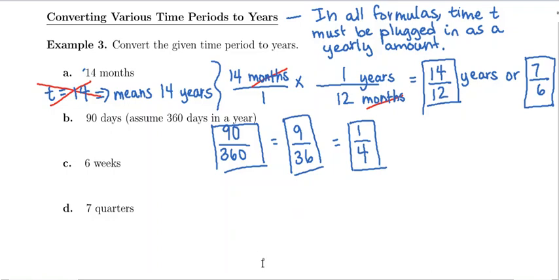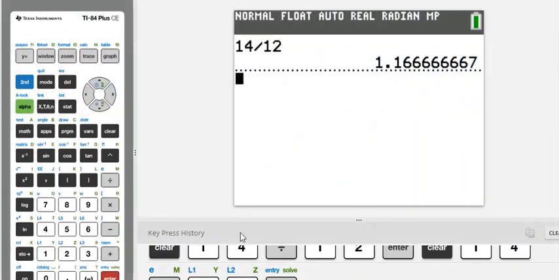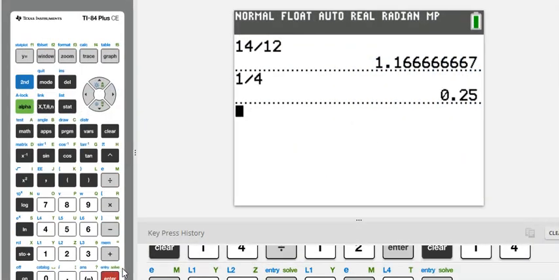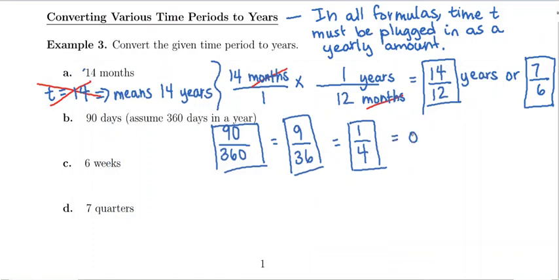Okay, if you plopped this one into the calculator, so if we did 1 divided by 4, this is a very clean decimal. It stops, it terminates. So this would be a decimal where it's really easy to plug into the calculation. You would just use 0.25 as your decimal. So all 4 of these are good ways to enter your time value for 90 days.